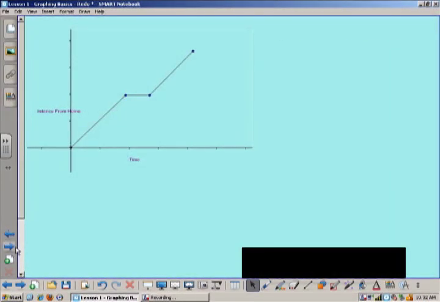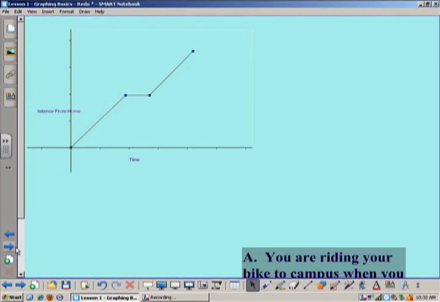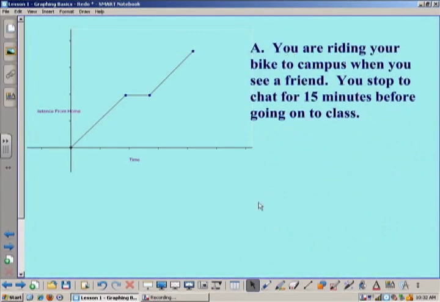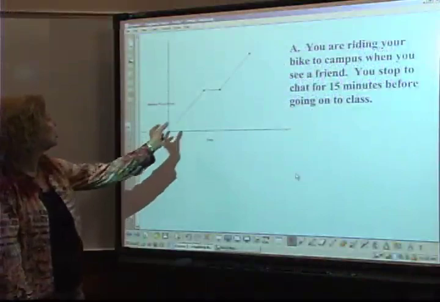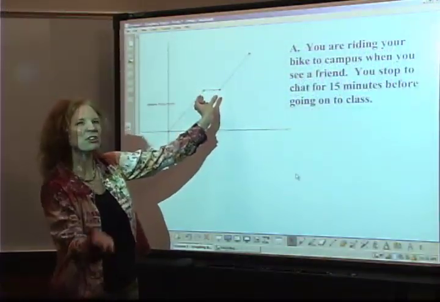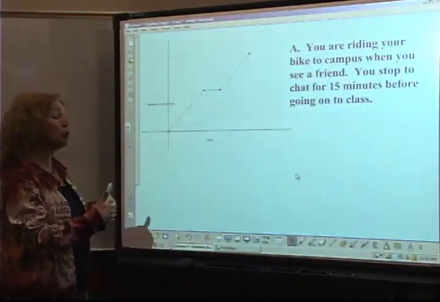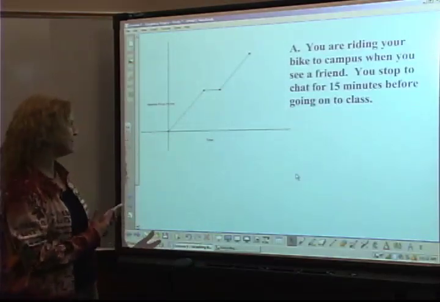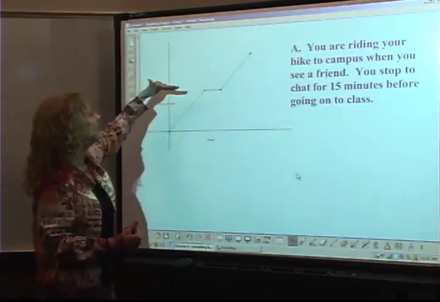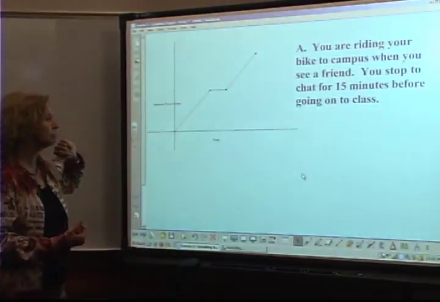Okay. Going on to the second one, we see a little bit different. We're going away from home, and then we just kind of hold steady for a little while, and then we continue going away from home. And the story that I picked to go along with that is that you stop to chat for about 15 minutes with a friend. So right here is that spot where you're stopped, because no longer is your distance from home changing. It's not increasing, it's not decreasing, it's remaining constant. Okay.